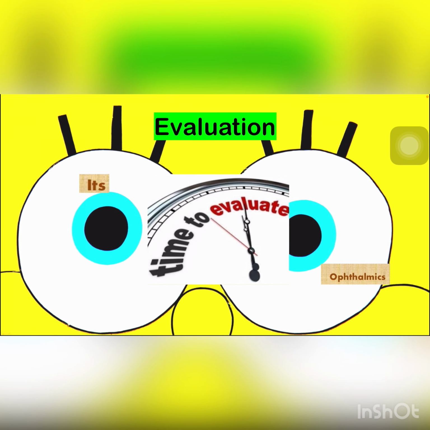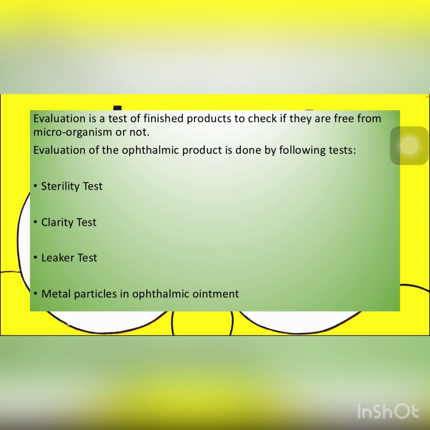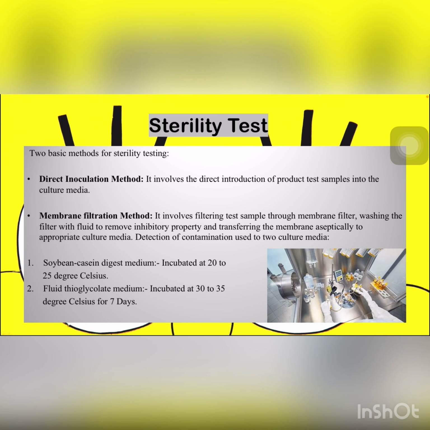Next is the evaluation of ophthalmic preparations. Evaluation is a test of the finished product to check that it is free from microorganisms. Evaluation of ophthalmic products can be done by the following tests: sterility test, clarity test, leakers test, and metal particles in ophthalmic ointment. First is the sterility test.